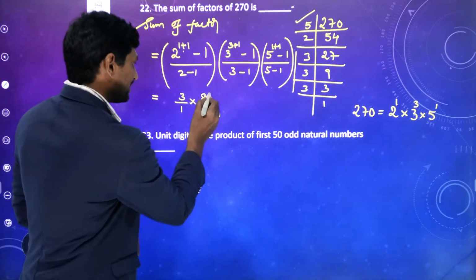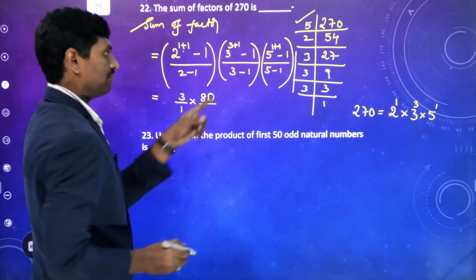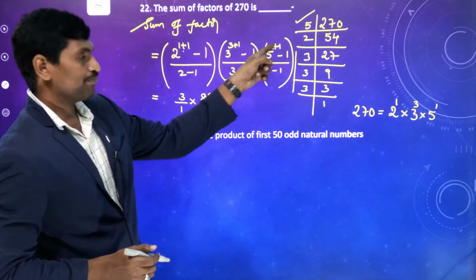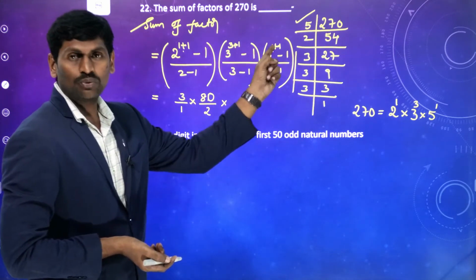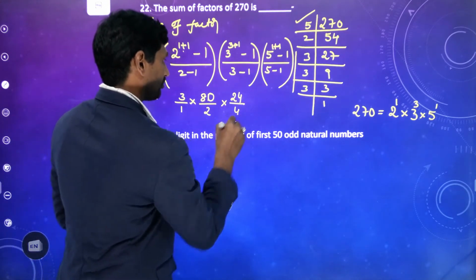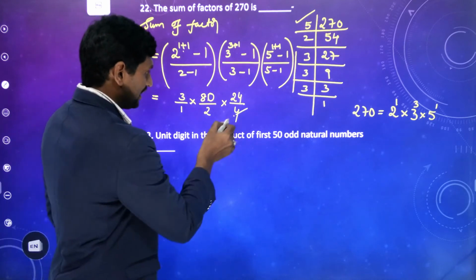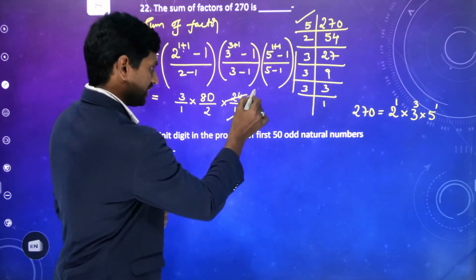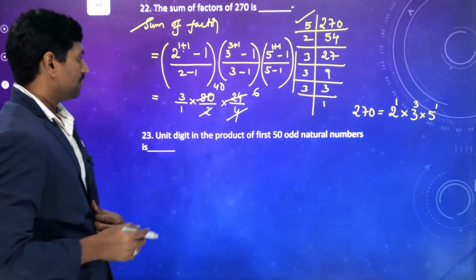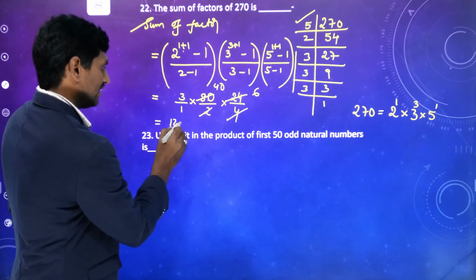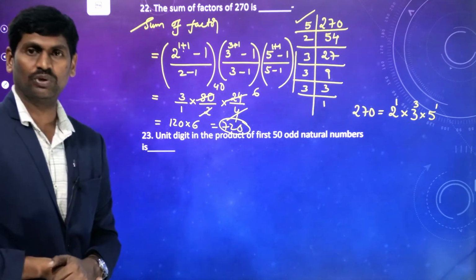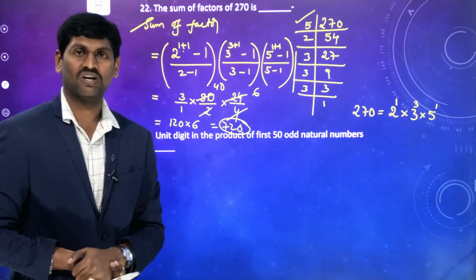81 minus 1 is 80, by 3 minus 1 is 2. Okay. Now last. 5 power 1 plus 1, 2, 5 square 25. 25 minus 1, 24 by 4. Yeah, after the calculations or simplifications, 4 table 6 times. 4 6s are 24. 2 table 40 times. Now 3 into 40, 120. 120 into 6, nothing but 720. So sum of all its factors is 720. Okay.